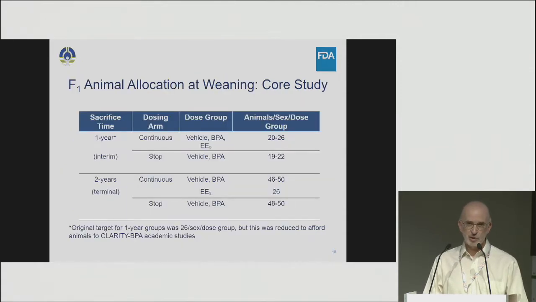A second thing that had to change on the fly, because of a lack of ability to supply both the core study and the grantee studies, was we had to cut back on the number of animals that we had scheduled for the 1-year sacrifice in our study. We had originally scheduled for 26, but in order to meet the requirements of the academic investigators, we amended the protocol on the fly and provided the animals to them.